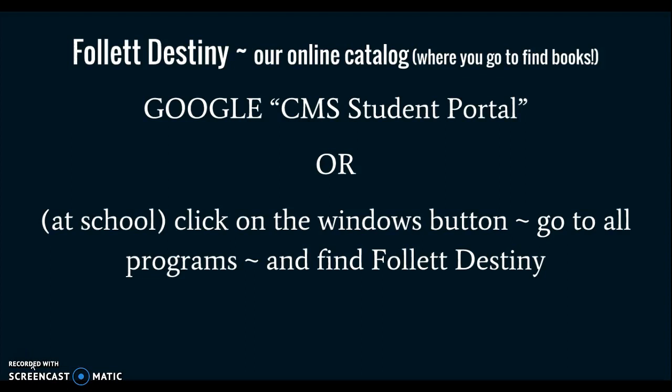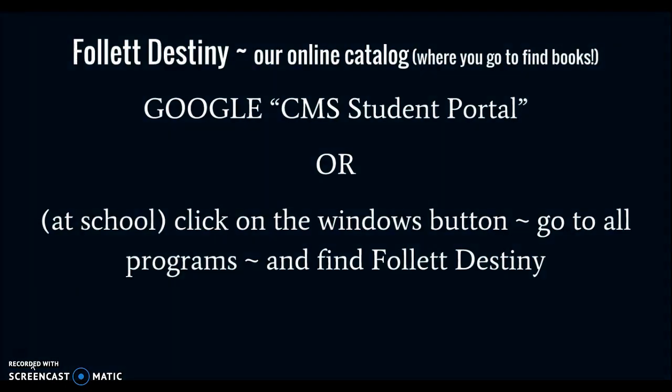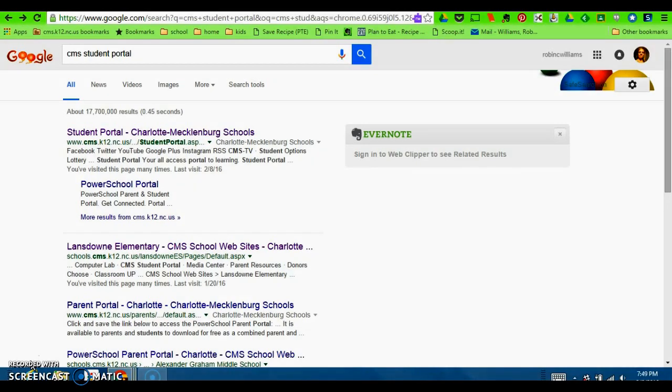One is to Google CMS Student Portal, or if you're on a school computer, click the Windows button in the bottom left, go to All Programs, and then find Follett Destiny. Remember though, this is only available if you're at schools. Today we're going to Google CMS Student Portal.